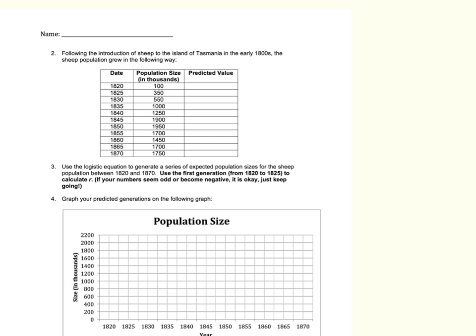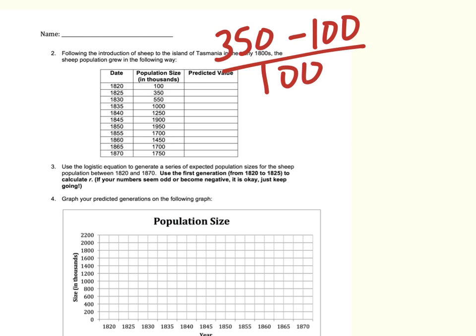Okay, so this first problem here on the top of this page tends to cause a problem for students because they're using the exponential or the logistic growth equation, and that's rather difficult. So I'm going to show you how to do the first one. So it tells them to use the first two generations to figure out an R. So that's the first thing we have to do. So we've got to take the 350 and subtract 100 and divide by 100, and that gives us an R of 2.5. So the R is 2.5.